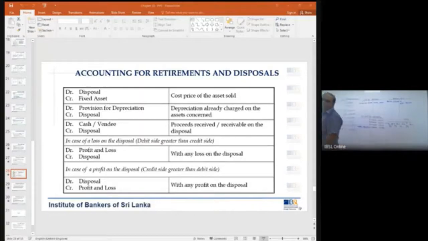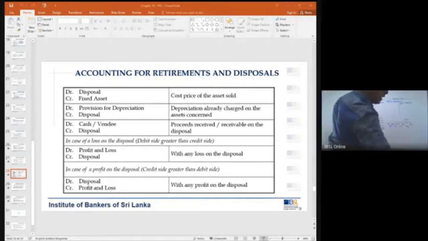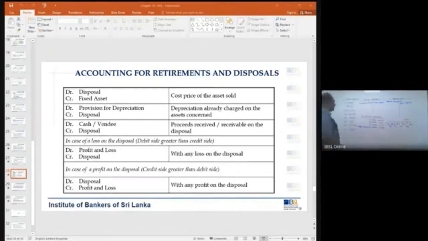And part 3 is where you bring in the sale proceeds on the disposal. The sale proceeds is 160,000, which means I have debited cash for 160,000 and bring the disposal proceeds of 160,000 to the disposal account. So cash 160.